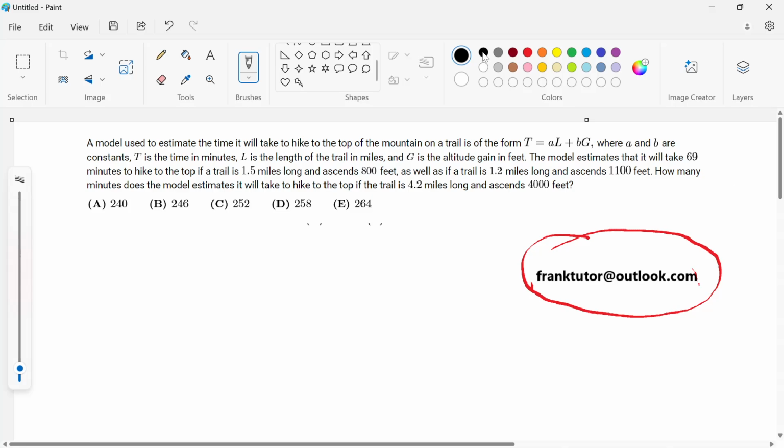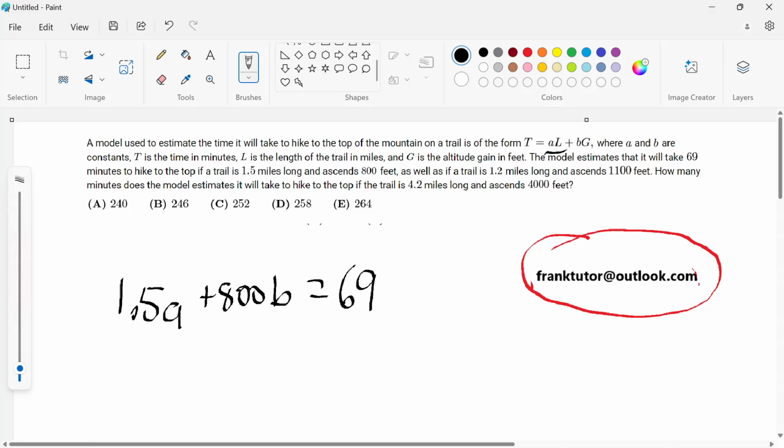But anyway, this is an AMC 10 question from 2024. A model used to estimate the time it will take to hike to the top of a mountain on a trail is of the form T equals AL plus BG, where A and B are constants. T is the time in minutes, L is the length in miles, and G is the altitude in feet that's gained. The model estimates it will take 69 minutes, so T is 69. I'm just writing this equation. If the trail is 1.5 miles long, well, L is the length, so it's 1.5A. Remember, it's A times L. And 800 feet, so that's going to be plus 800B.